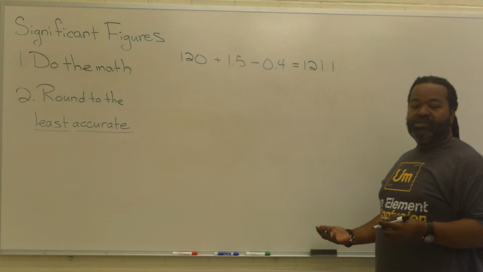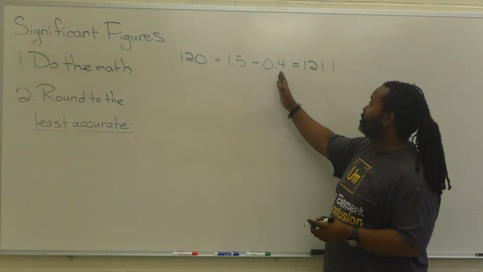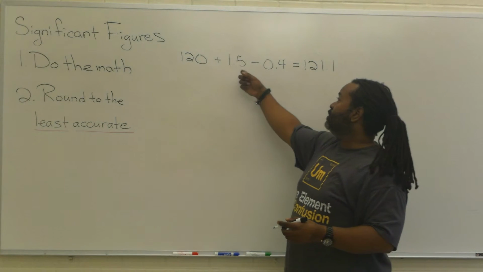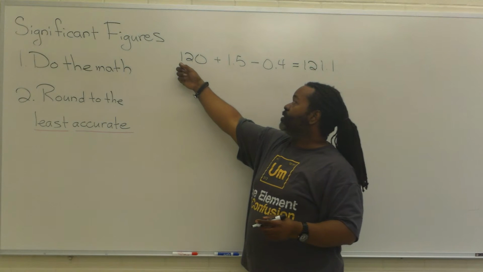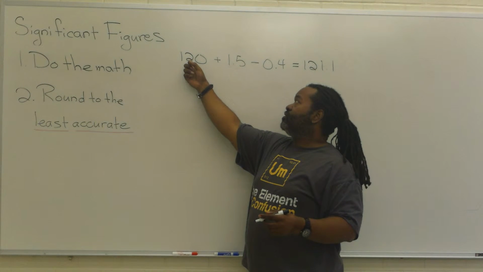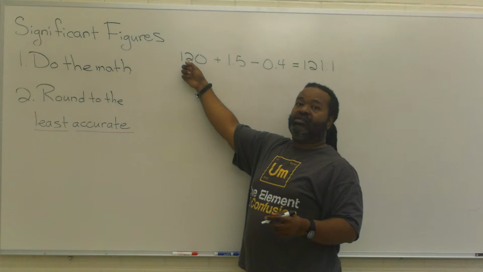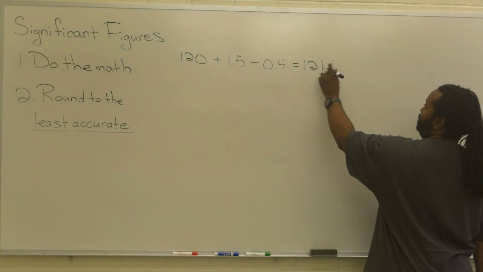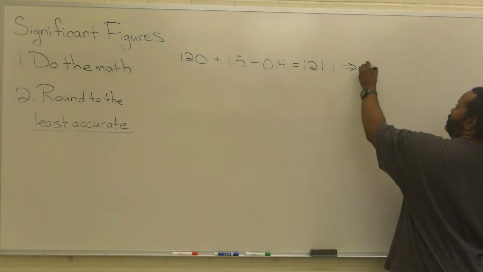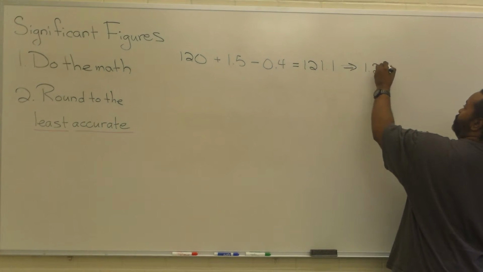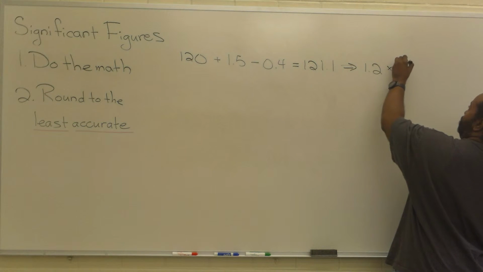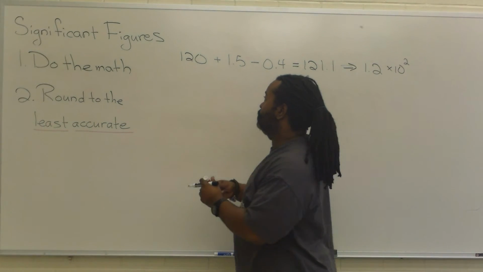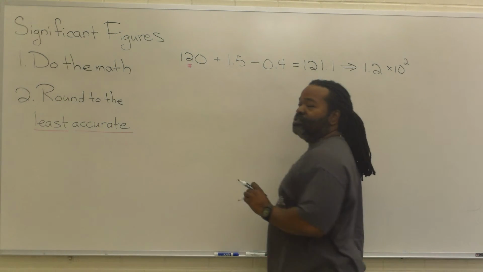And now we need to consider what's the least accurate thing. 0.4 has one sig fig, but that's in the tenths place. 1.5 has 2 sig figs. 120 only has 2, and that is the least accurate thing, which means that this number is only accurate to the tens place. And if we write out the answer in scientific notation, that's 1.2 times 10 to the 2. And that is because, according to this rule, this is our least accurate thing.